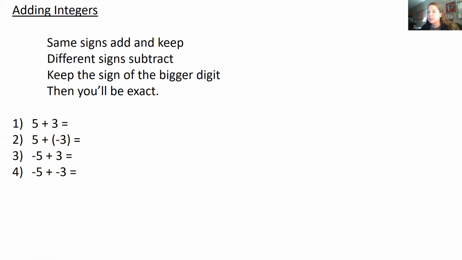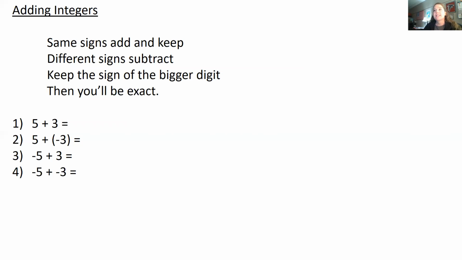So I have this awesome little song. Not only am I an artist, I'm like a singer, you guys. So I'm going to sing you a song, okay? So I want you to memorize this little song. You could Google it. You'll have a million different variations on this little song. But if you can remember these rules, it's going to help you when you're adding and subtracting negative and positive numbers. So you know the row, row, row your boat theme?